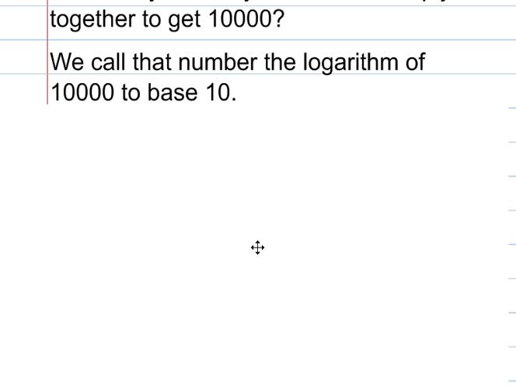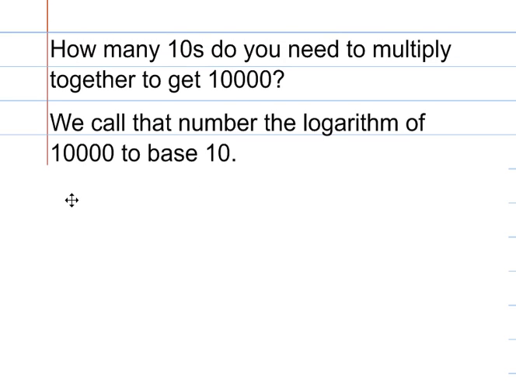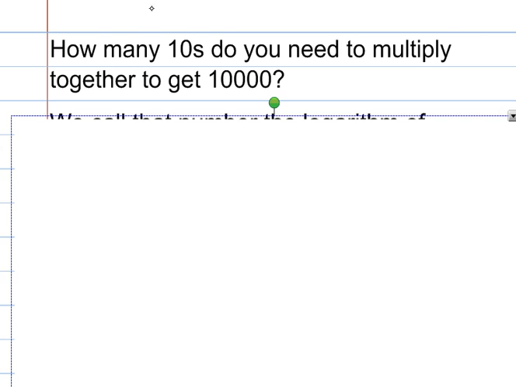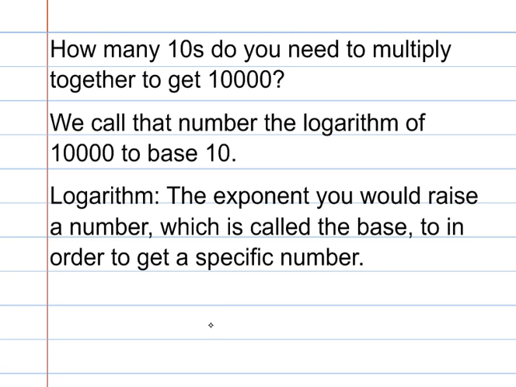We call the number the logarithm of 10,000 to base 10. The actual definition of a logarithm is the exponent you would raise a number, which is called the base, to in order to get a specific number. So the logarithm of 10,000 to base 10 is the exponent that you would need to raise 10 to in order to get 10,000. The answer is 4.